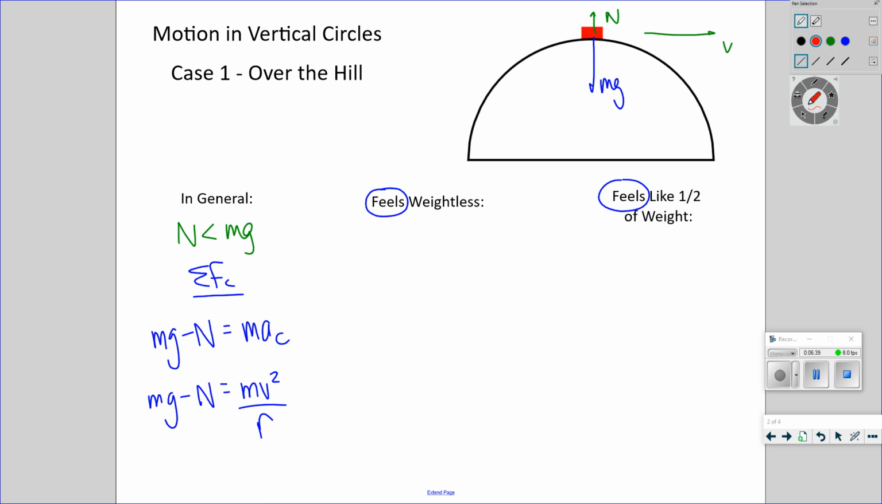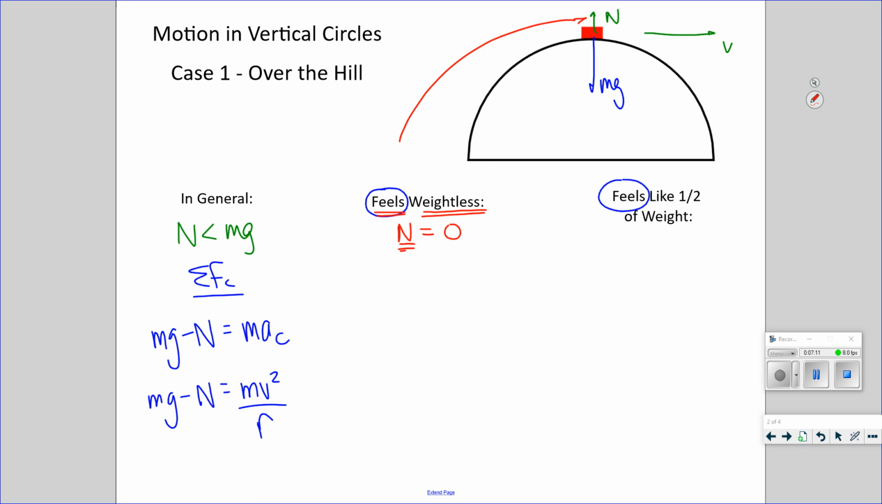In our classes we've talked about apparent weight, or what you feel like you weigh. You feel like you weigh what you do because of the force that maybe a seat in a car exerts on your butt. So if that seat does not push on you, you feel weightless. What you feel like you weigh is all about what the normal force is. And if you feel weightless, that means N equals 0.